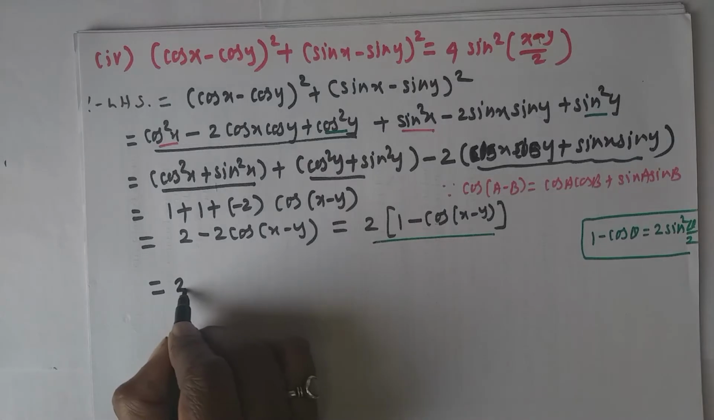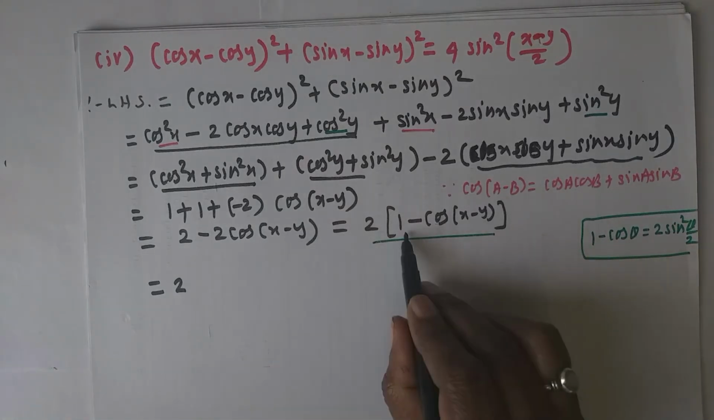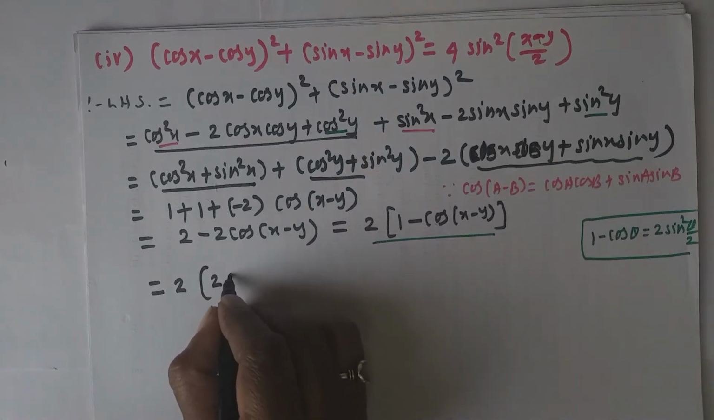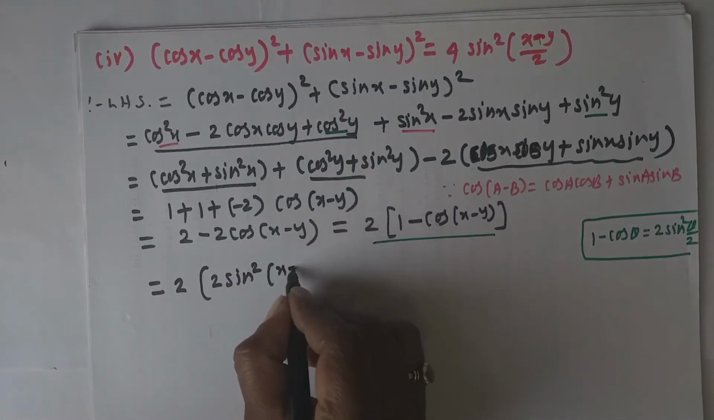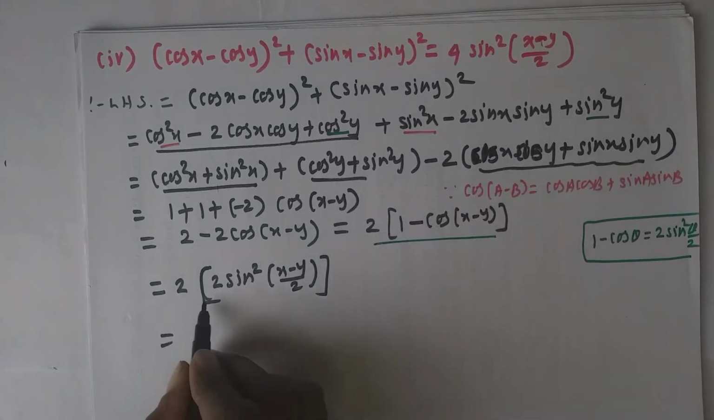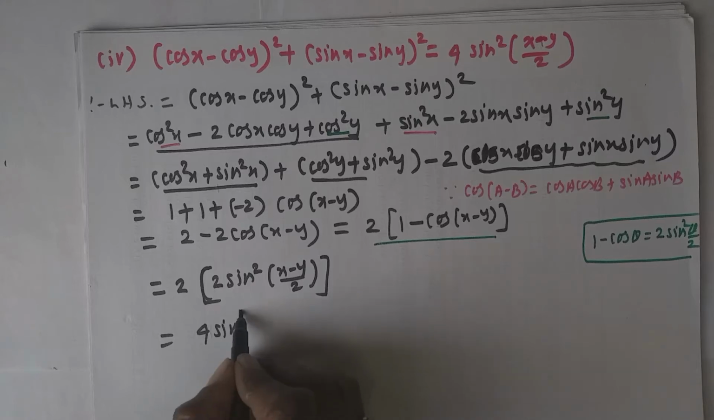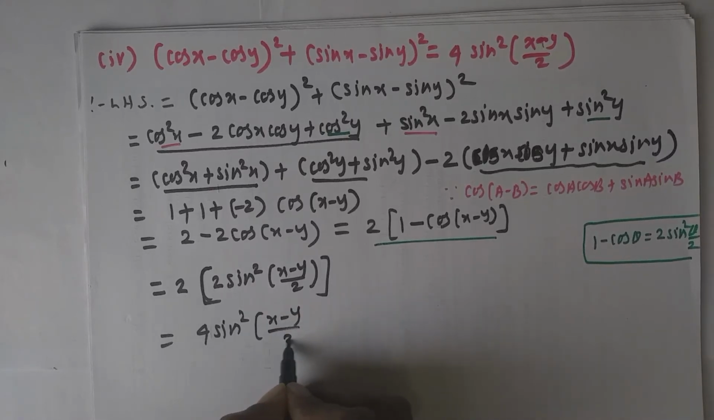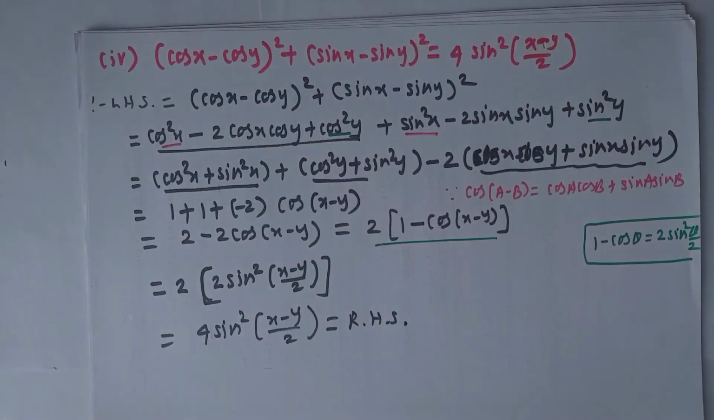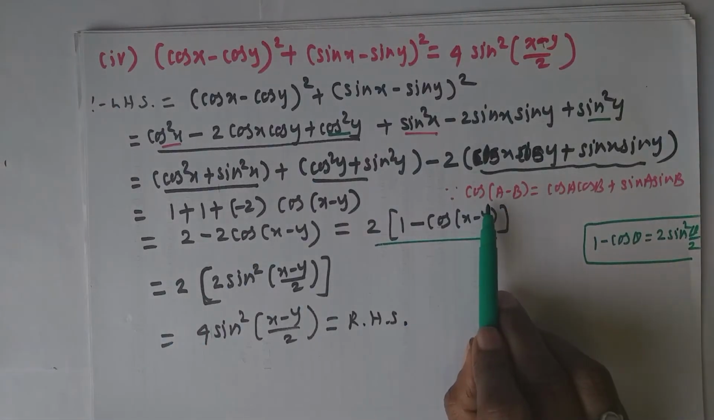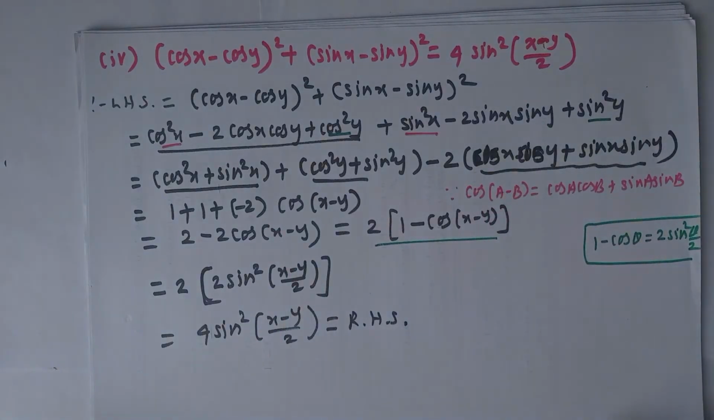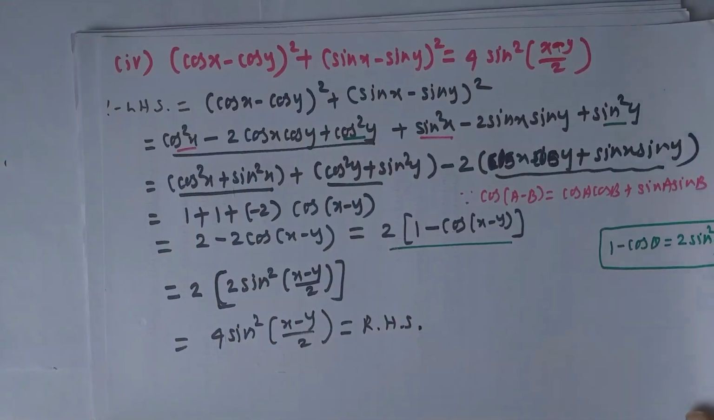Therefore this will be 2 times 1 minus cos theta, where theta is x minus y. Therefore this will be 2 times sin square x minus y divided by 2. 2 into 2 will be 4 and this will be 4 sin square x minus y divided by 2, which is our right hand side. If you know these two formulae, that is the compound angle formula for cos a minus b and this half angle formula, then this is very easy. Okay, let's see the next.